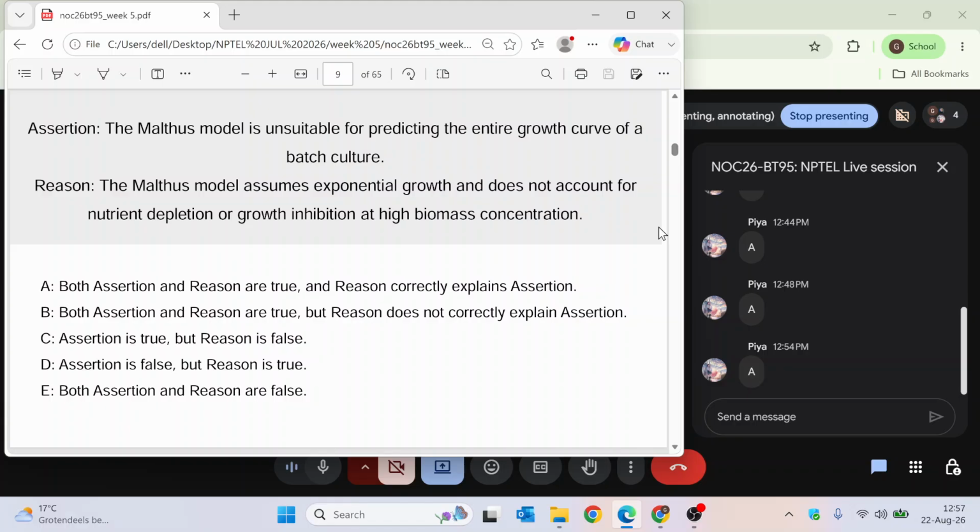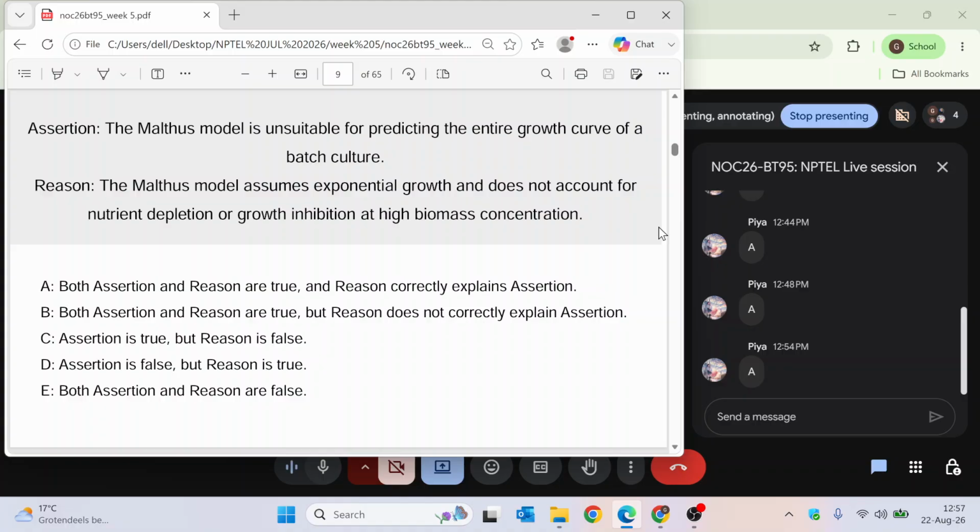But before saying that, for any model we have to know where the model is suitable or under which conditions we can use it. The Malthus model assumes that there is unlimited substrate, nutrient or food available for the microorganism. There is no competition for space. There is no change in the environmental conditions. So food, space and environment are all going to be abundant. That is the assumption of the Malthus model, to say that the population increase is going to be exponential.